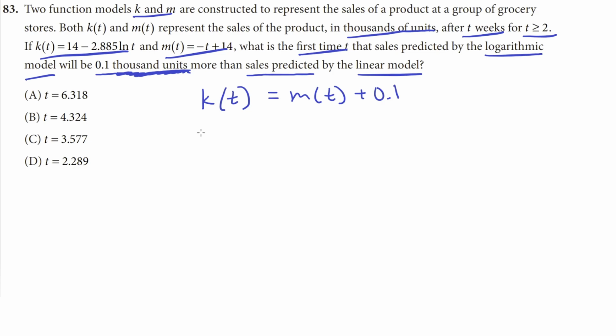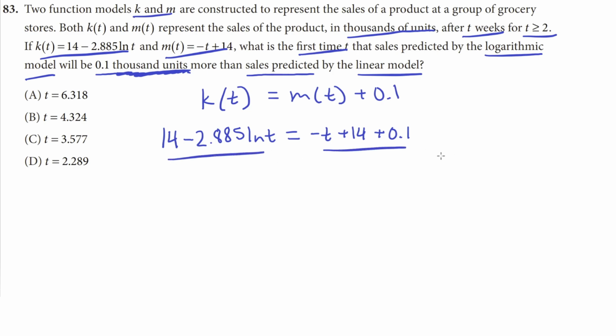So let's plug in k of t. So k of t is 14 minus 2.885 ln t, and that equals m of t, negative t plus 14 plus 0.1. So we need to find the intersection between these two graphs. What we can do is just graph these in Desmos or in our graphing calculator and find the point of intersection.